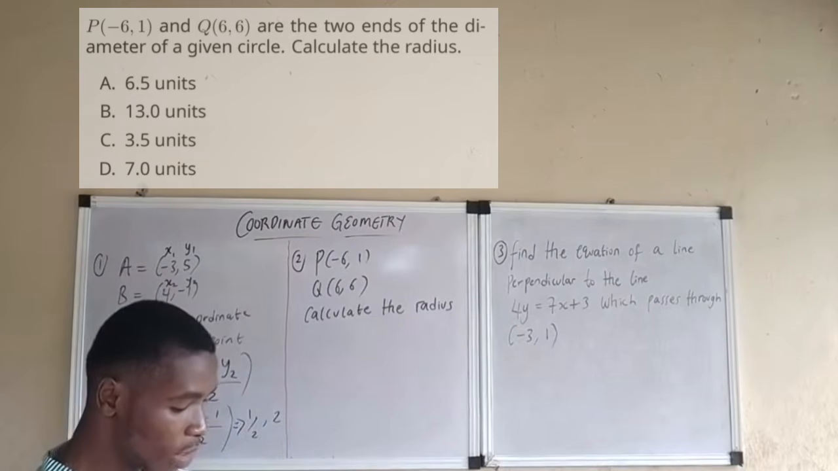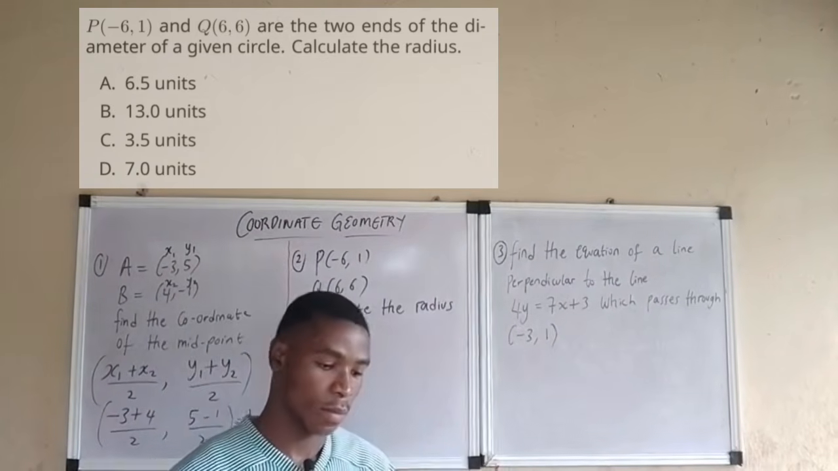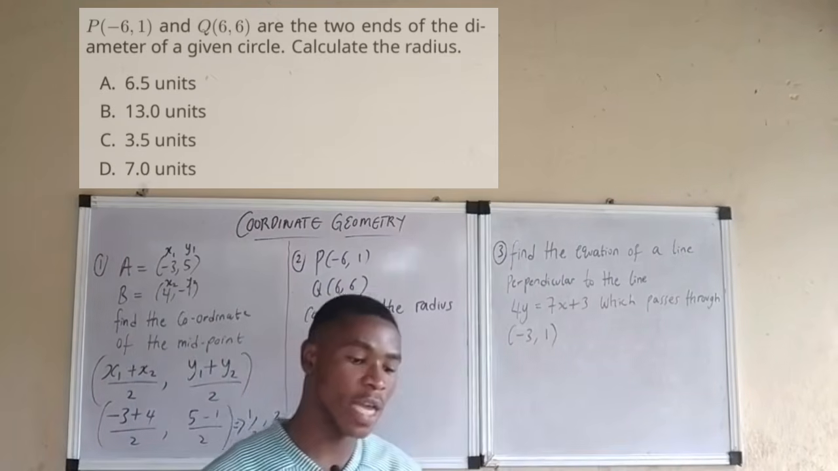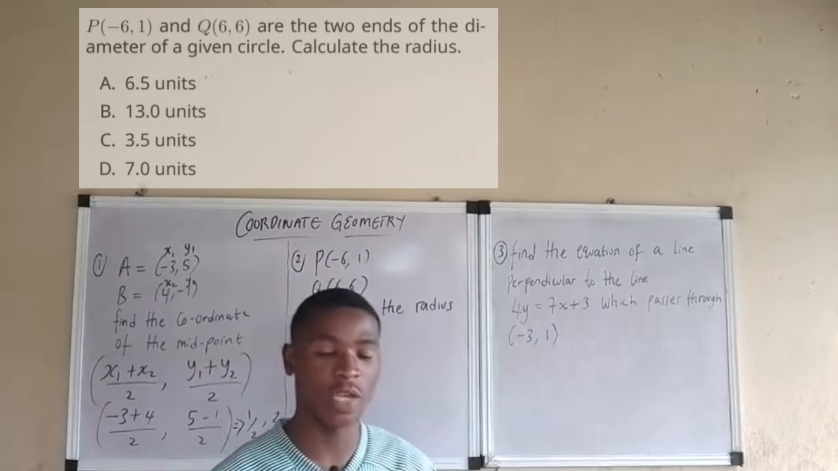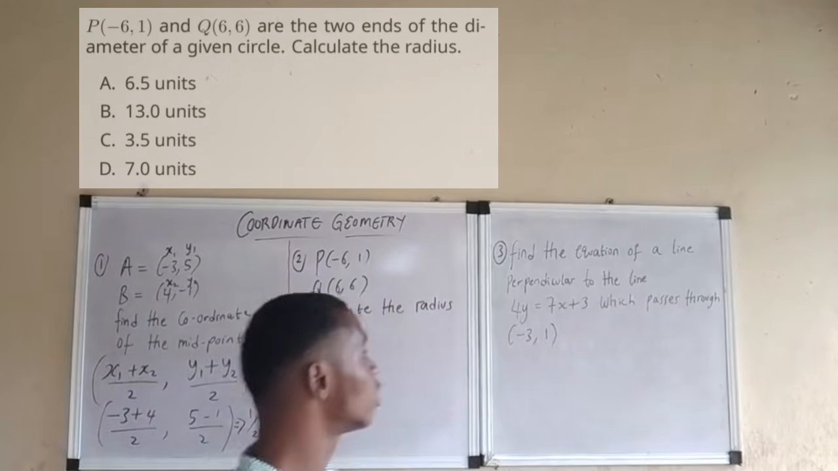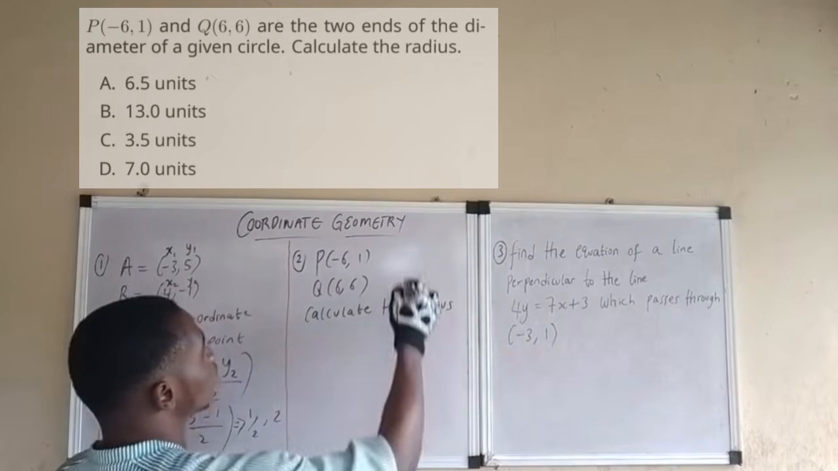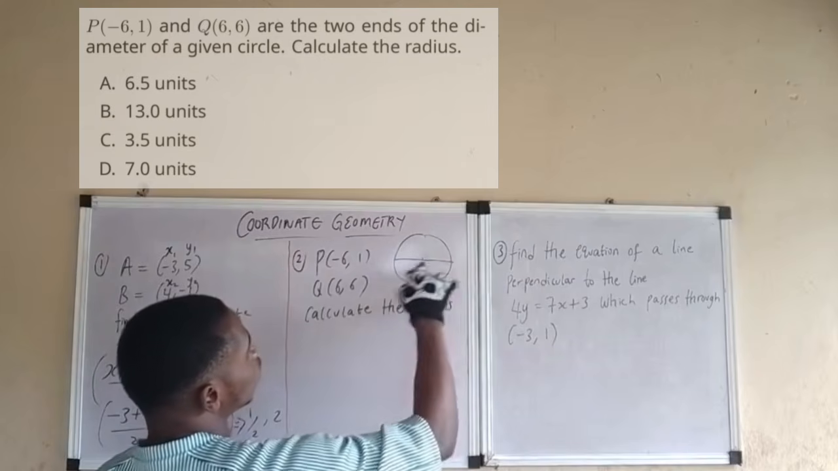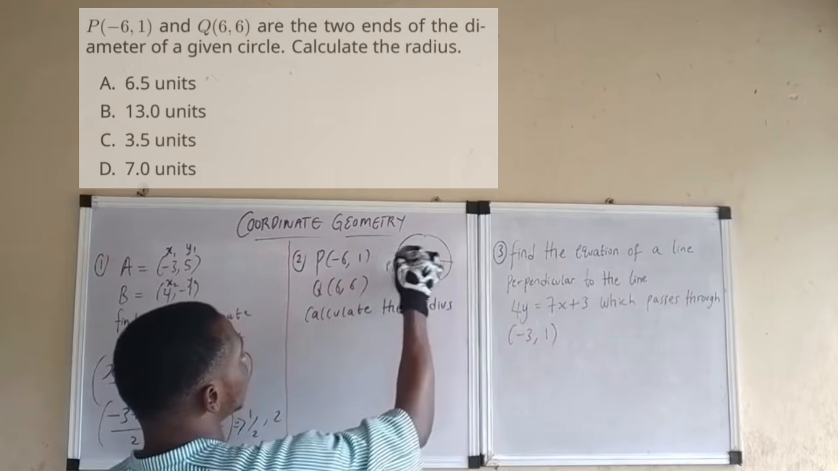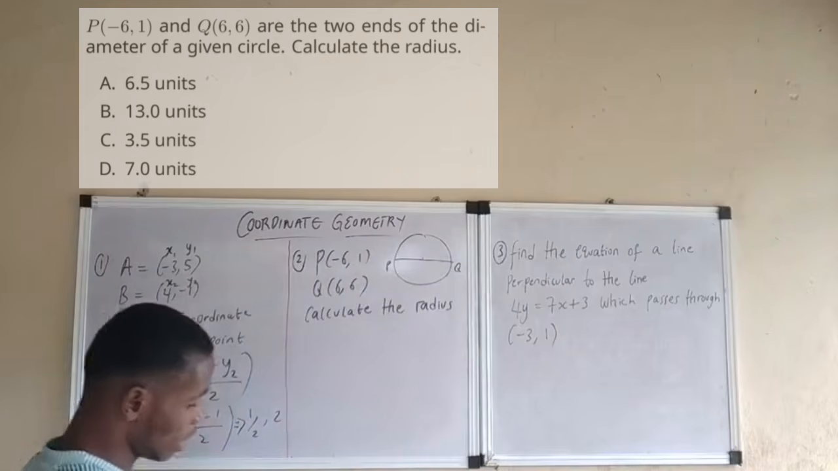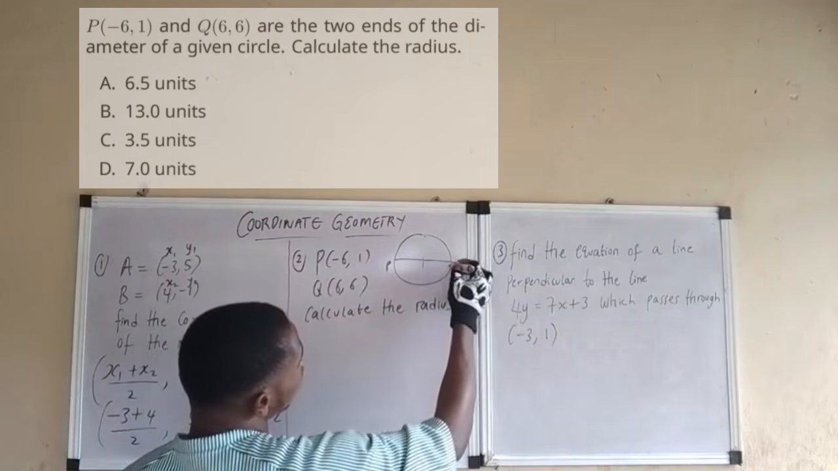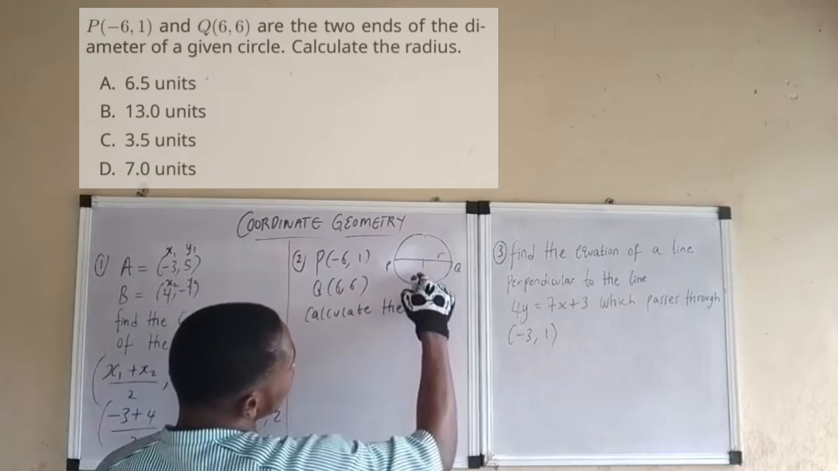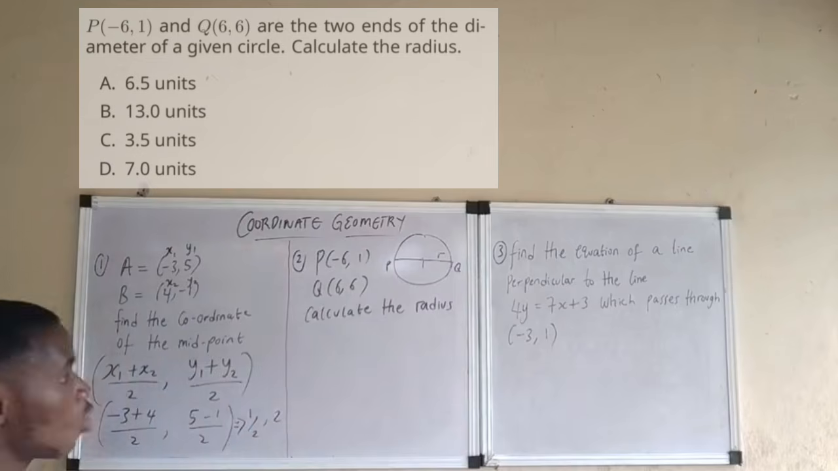The second question says point P having the coordinates of -6, 1 and point Q having the coordinates of 6, 6 are two ends of the diameter of a given circle. We have to calculate the radius. So we have a given circle, and this is the diameter. Remember, the diameter cuts through the circle at the midpoint, and this is point P, this is point Q with their respective coordinates. Now we have to find the distance from the midpoint to point Q, because that distance is the radius. So how do we get the distance from this point to this other point?